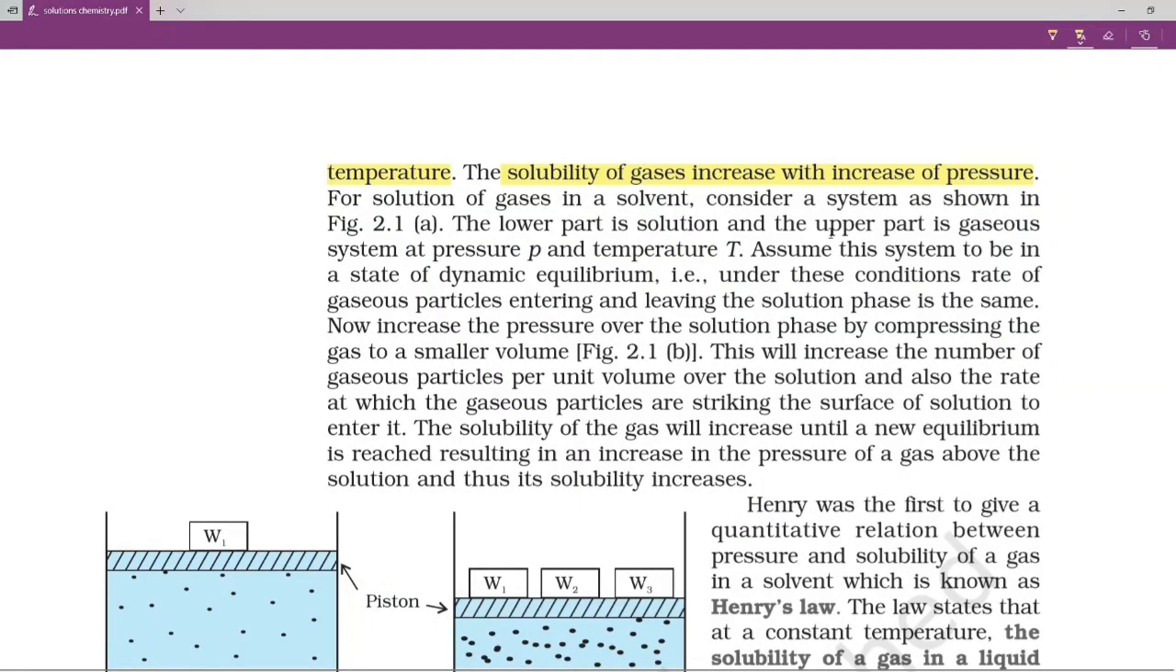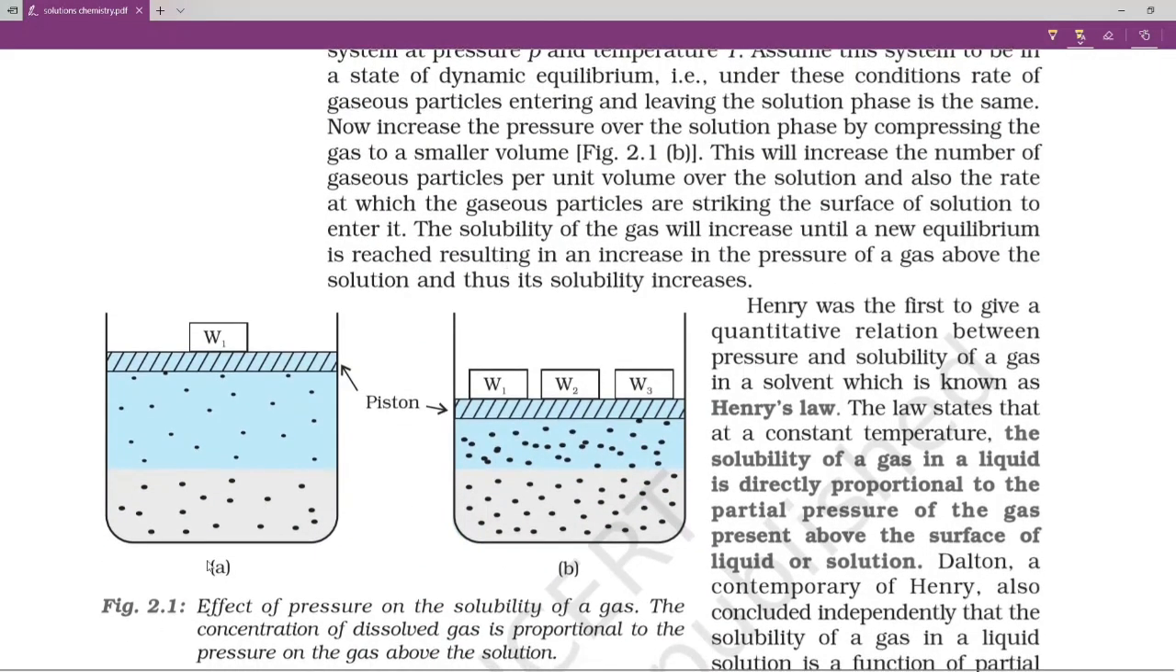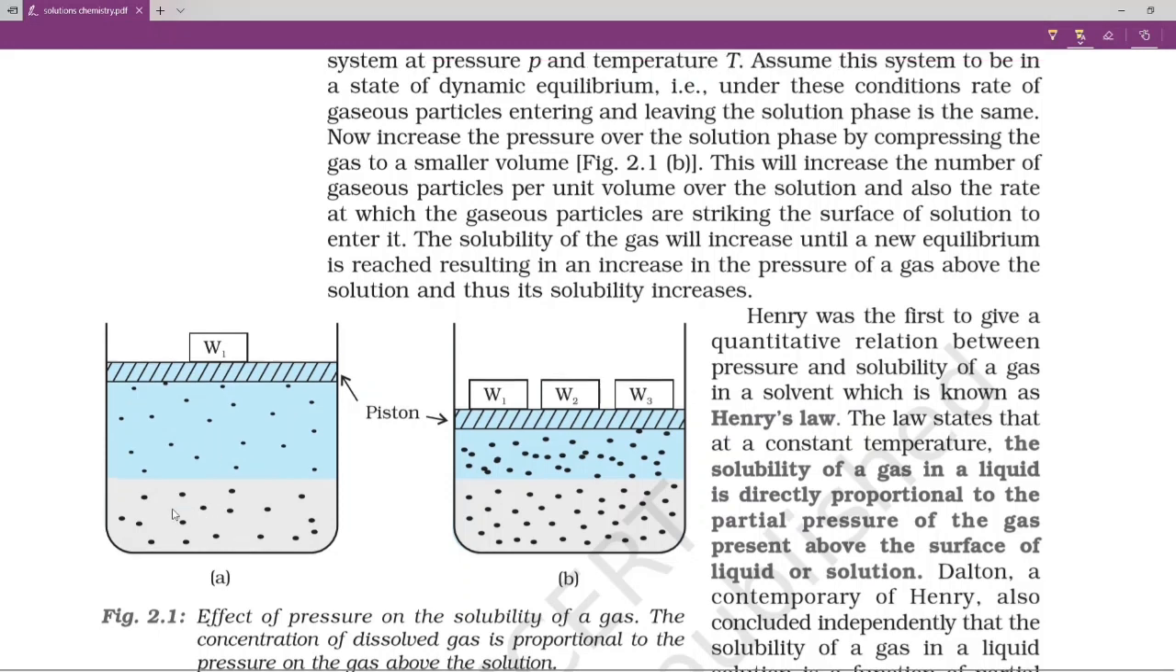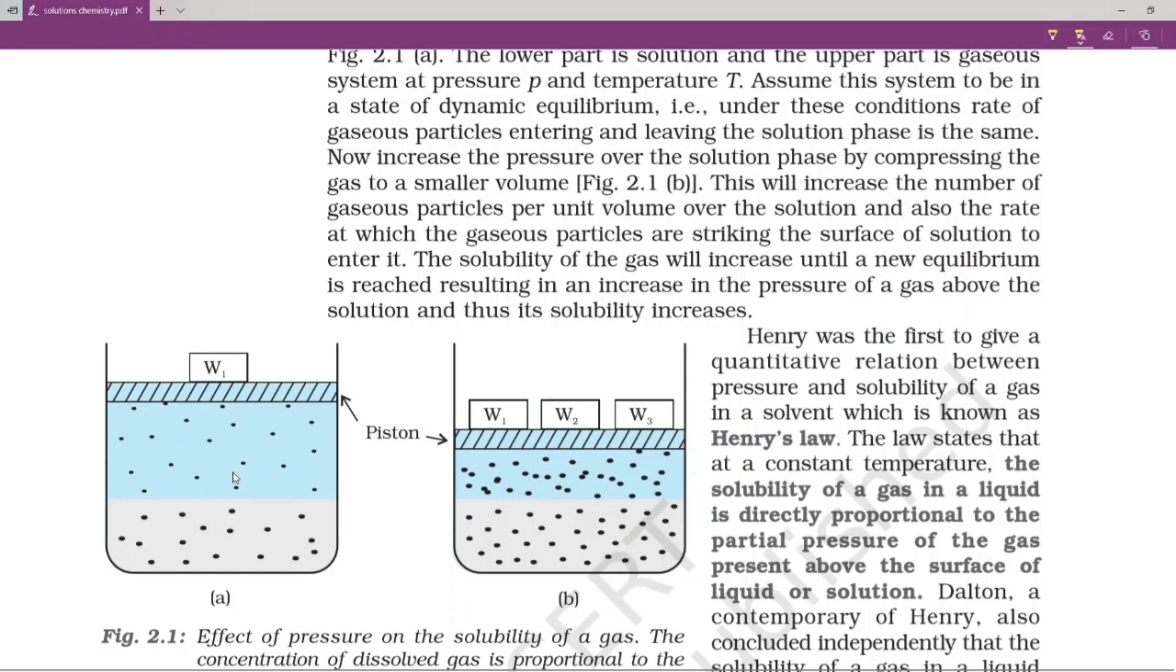The lower part is a solution and the upper part is a gaseous system, as shown here. He has explained with two such examples, A and B. In the first part, the lower part is your solvent, the upper part is your gas, and a given weight is being applied. As the weight over the given space increases, the solubility of this particular gas inside this liquid increases.